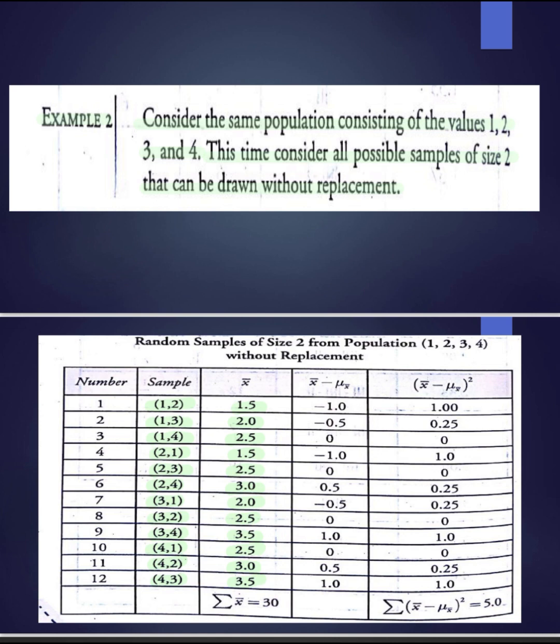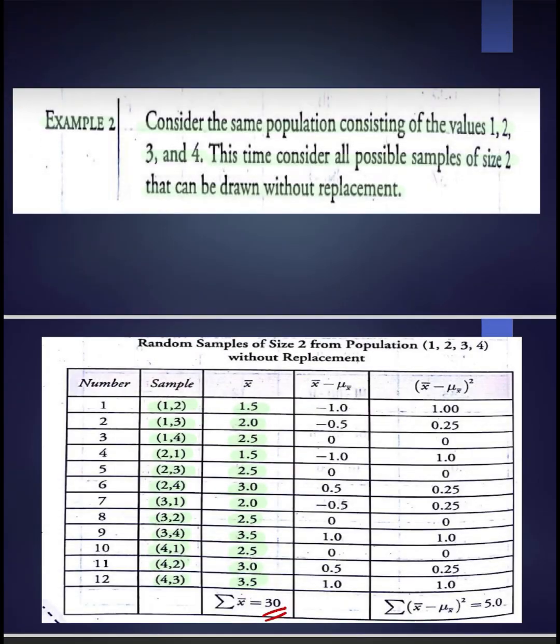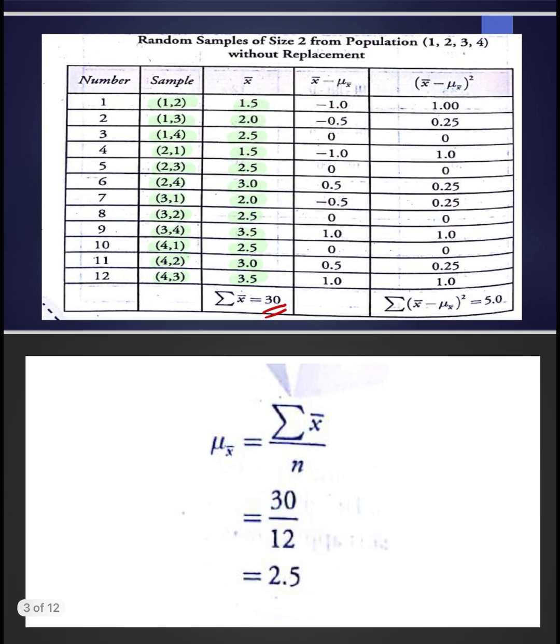Okay. Let's determine now the summation of all the sample means. When we add all the sample means, the result is 30. And this 30 is the summation of the sample means. Since the summation of the sample means is equal to 30, we are now ready to calculate the mean of the sampling distribution of means.